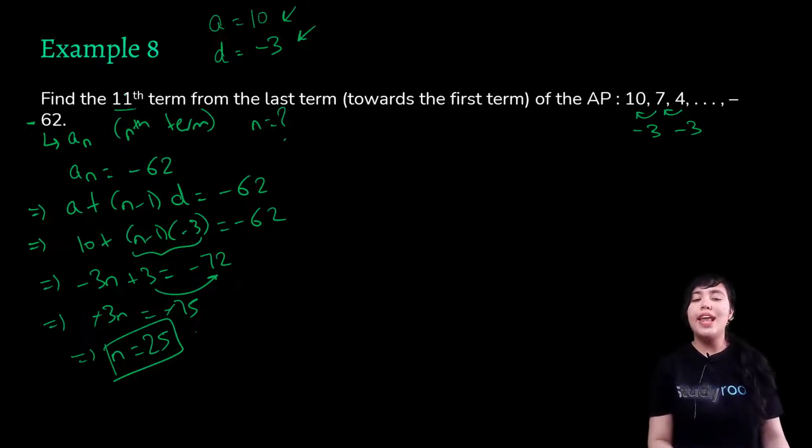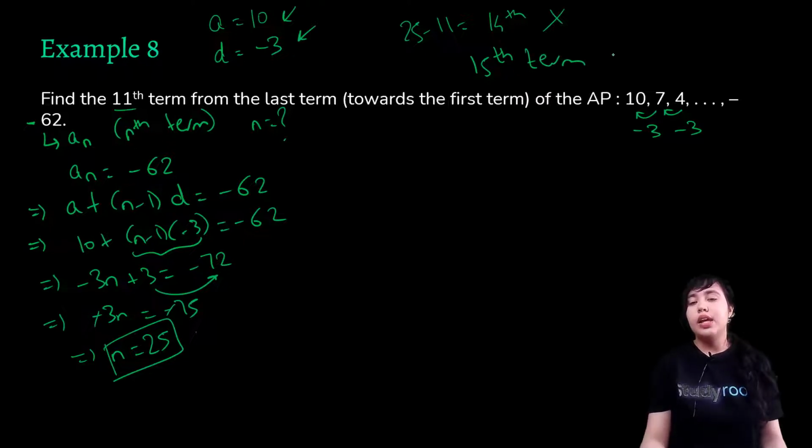You want to find out the 11th term from the end. Now don't think that it's going to be 25 minus 11, so it will be the 14th term. No, it won't be the 14th term. It will be the 15th term. So if I'm having 25 terms and I'm interested in finding out the 11th term from the end, it means I want to find out the 15th term. Now how would I represent my 15th term? As A15. And you want to find it.